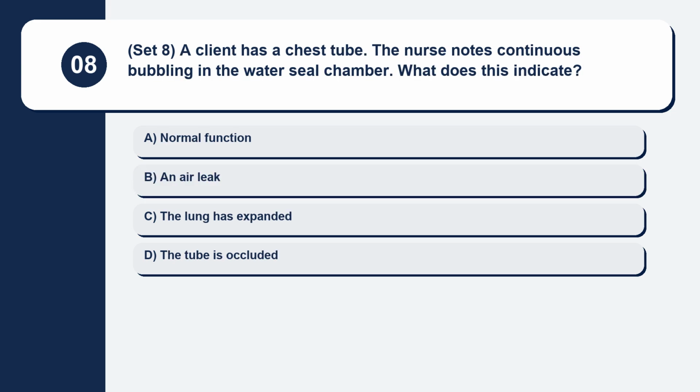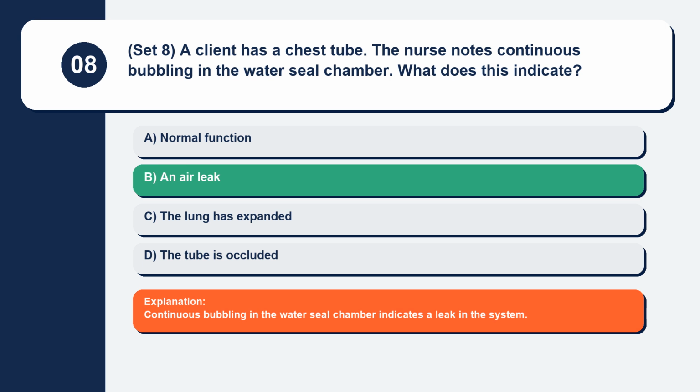Question 8. Set 8. A client has a chest tube. The nurse notes continuous bubbling in the water seal chamber. What does this indicate? Normal function, an air leak, the lung has expanded, the tube is occluded. Continuous bubbling in the water seal chamber indicates a leak in the system.